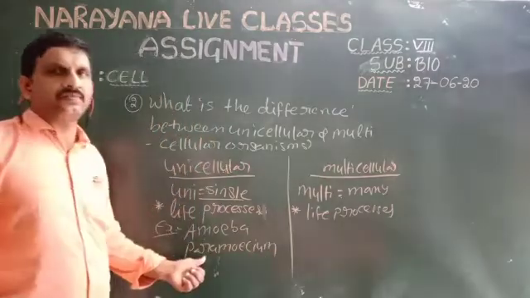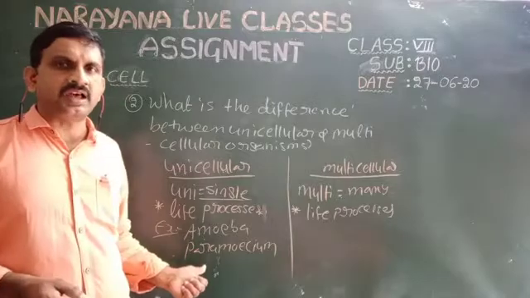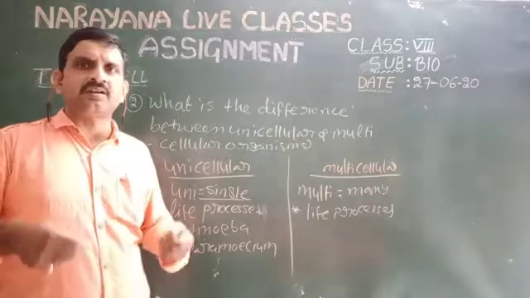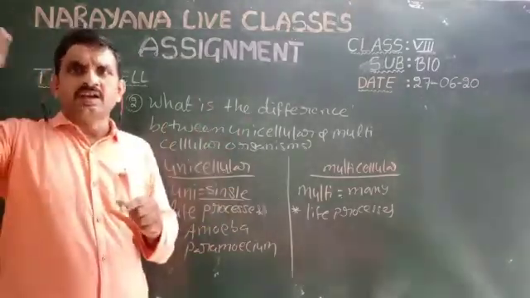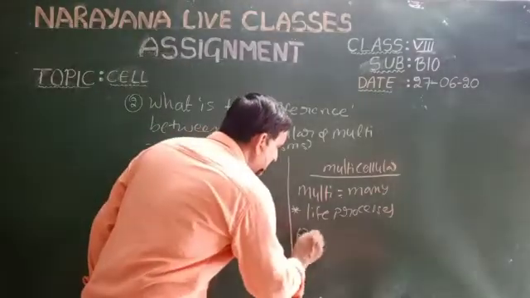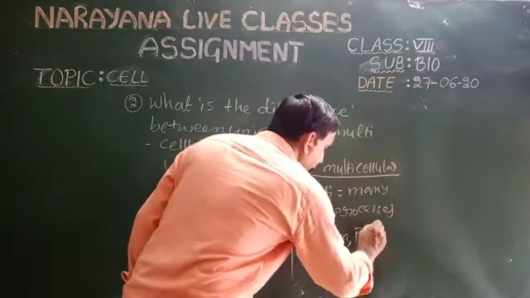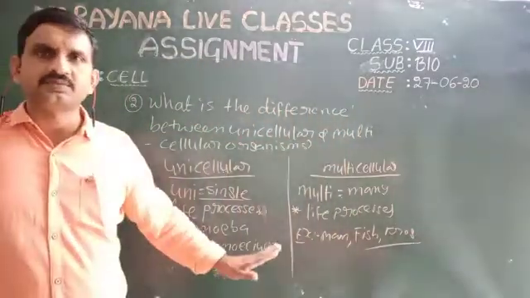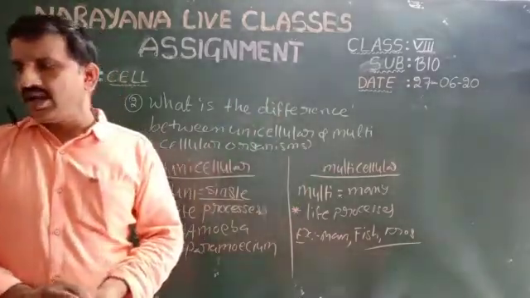Amoeba, paramecium, euglena, all those are protozoans especially. All the protozoans are unicellular organisms. But multicellular organisms, for example fishes and amphibians, reptiles, mammals, all the animals, and all the higher plants which are situated around us, all those are multicellular organisms. For example, man, fish, and frog are examples of multicellular organisms. Is it clear? These are the differences between unicellular and multicellular organisms.